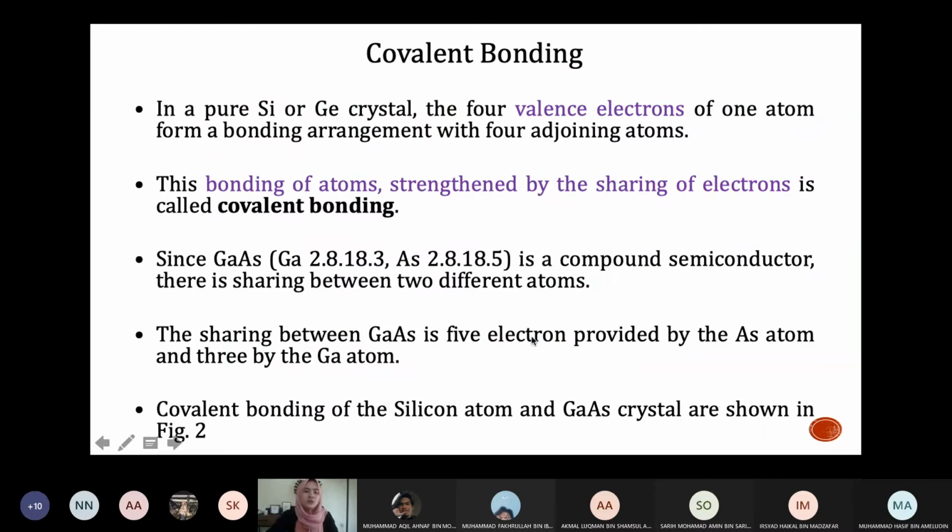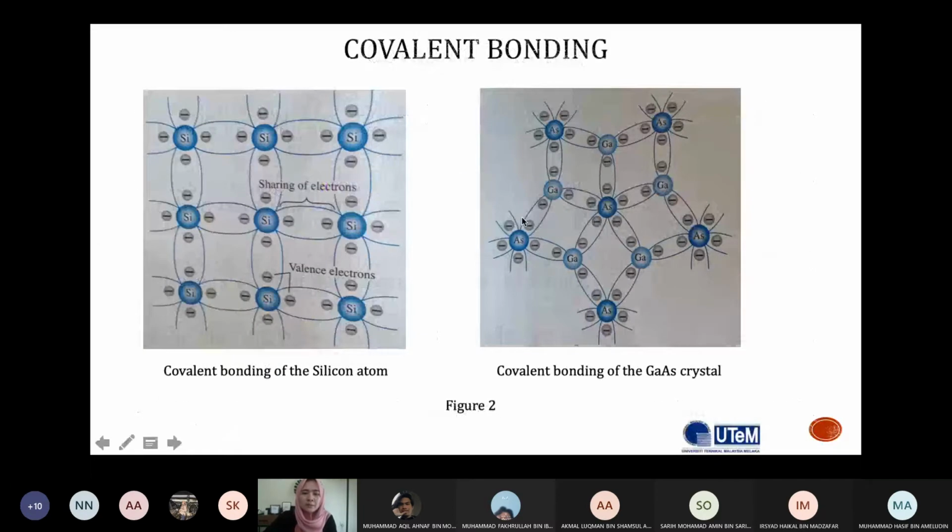Next is covalent bonding. So what is covalent bonding? Here I stated that for pure silicon or germanium, the 4 valence electrons of one atom form a bonding arrangement with 4 adjoining atoms. This bonding of atoms is strengthened by the sharing of electrons. You can refer to this figure. This is the covalent bonding of the silicon atom, and this is the covalent bonding of gallium arsenic.